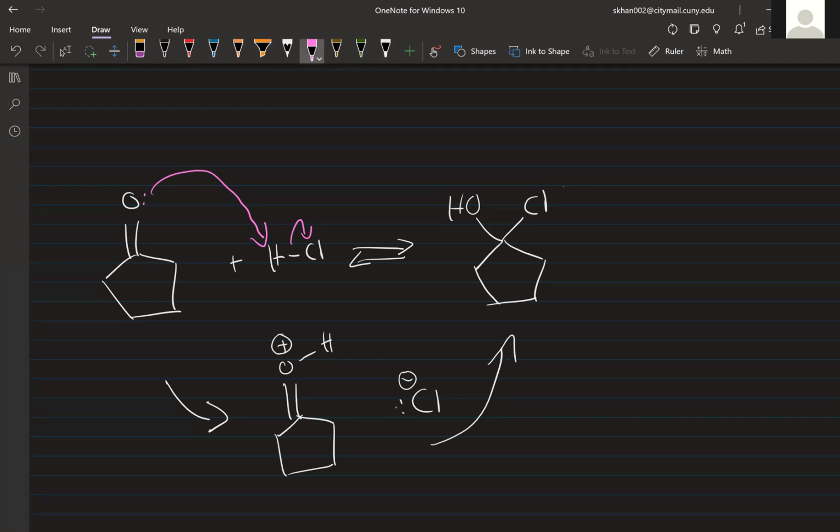It goes up. You get your product, right? So now really the difference between this, really HX or really H, I can call this anything, whether this is A minus, is that this can be like an OR group or something, right? And that would be your acetal reaction.